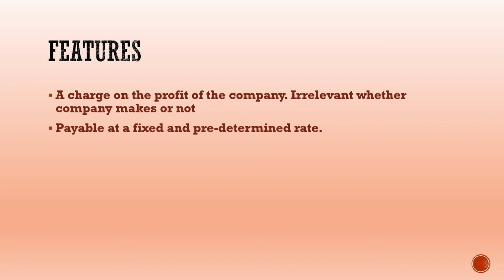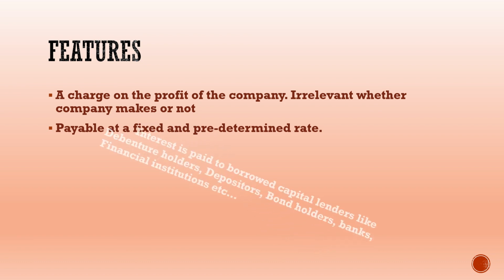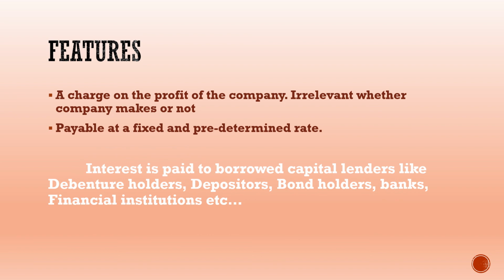It is payable at a fixed and predetermined rate. This amount has been pre-decided as to what should be the interest that has to be paid. And so, irrespective of the company's profits, this amount has to be paid at a fixed date, at a fixed rate that has been pre-decided. Therefore, we can say that interest is going to be paid to borrowed capital lenders like debenture holders, depositors, bond holders, banks, financial institutions, etc. So this interest has to be paid to these borrowed capital lenders.